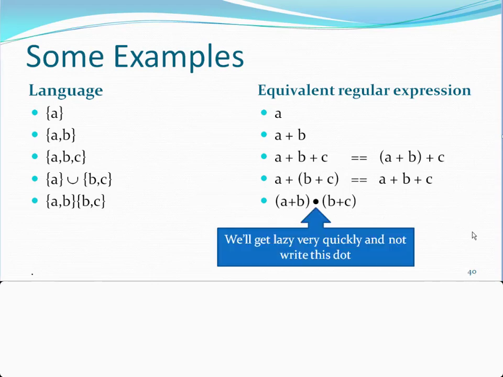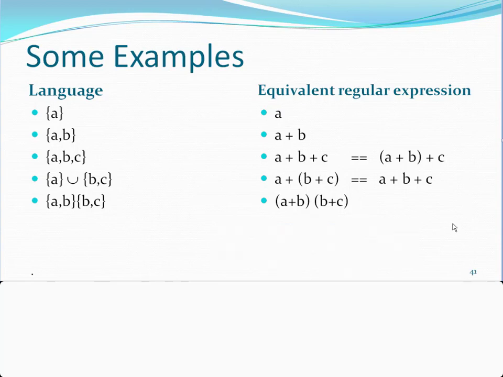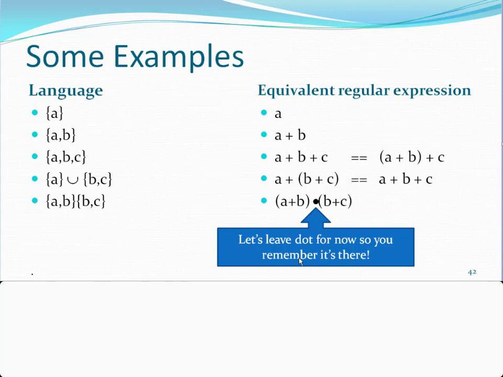And in fact, pretty quickly, we're going to get lazy and we're not going to write most dots. Just like in math, you don't write a dot when you have like 3x. You never write 3 times x. You just write 3x, right? So we're going to get lazy very quickly and not write this dot. And then it'll just look like this, right? But you have to remember there's a dot in there, and that dot is a concatenation dot. But we're going to leave it in there for now just so you remember it's there, because you're just starting out. I want you to remember the dot.